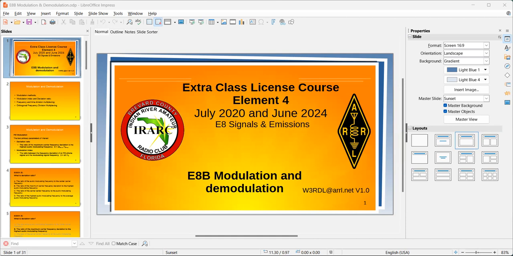Even the old ones like Pactor. Yeah, I don't know that. There's probably at least 40 or 50 that are used. You can do TV too. Yeah. Slow scan. Almost like fax.